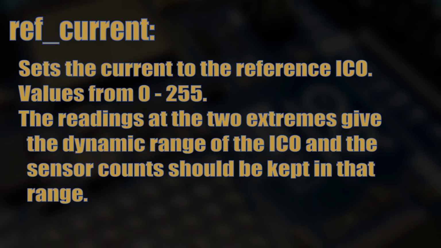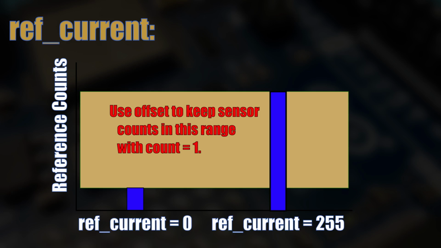When you're tuning your sensor, you should take note of these two extremes and see that your sensor readings stay between them. The reference ICO and the sensor ICO are supposed to have very similar responses across their linear range. So if you wanted to do some more advanced processing, you could probably set this to different values in between and build a sort of calibration curve between these arbitrary units and counts.